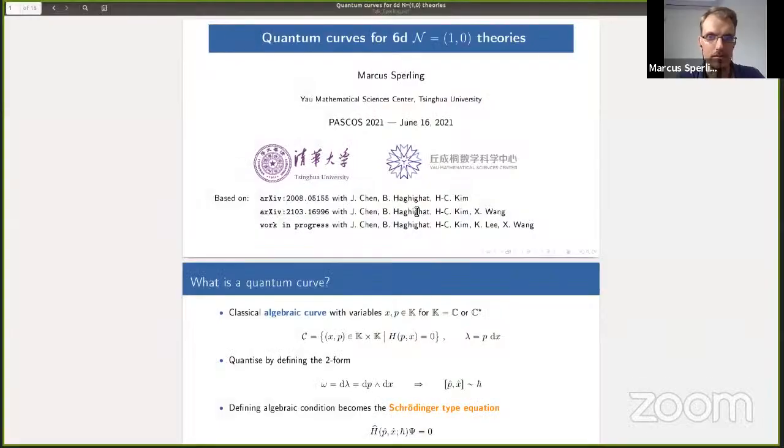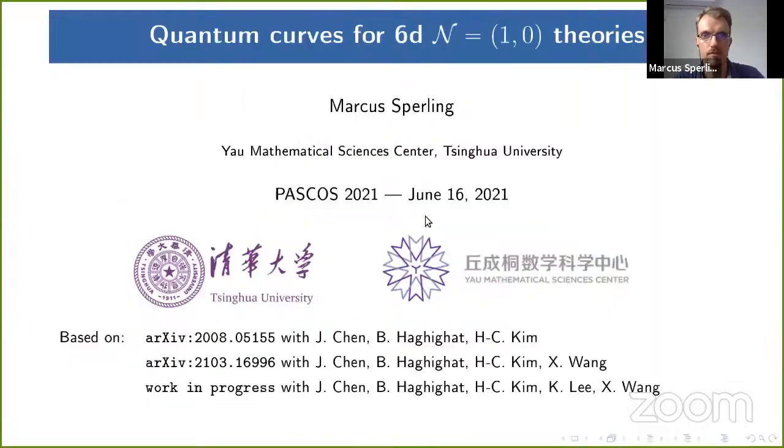Marcus Sperling is here. Can you turn on your slides? You should see slides now. Okay, I see them, very good. So the next speaker is Marcus Sperling from Yau Center, Tsinghua University, and he will talk about the quantum curve for 6D N=(1,0) theories. Okay, take it away. Thank you very much.